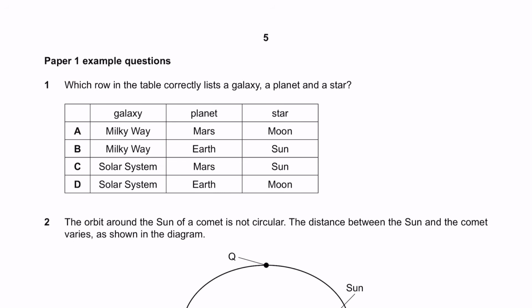Which row in the table correctly lists a galaxy, a planet, and a star? A galaxy is a large collection of billions of stars, and the name of our galaxy is the Milky Way. Mars and Earth are all examples of planets, and our Sun is the only star in the solar system. So the answer here is B.